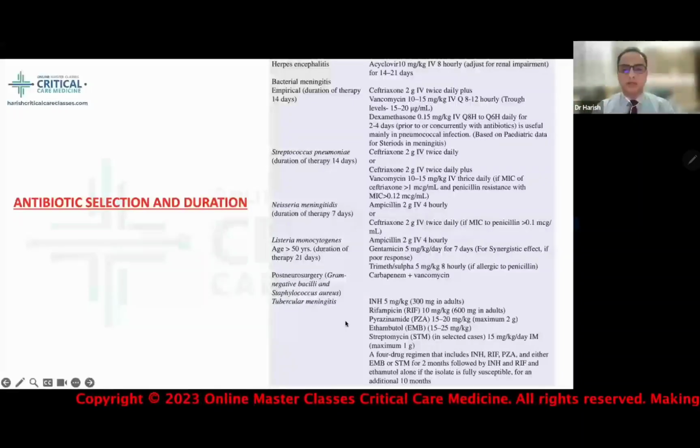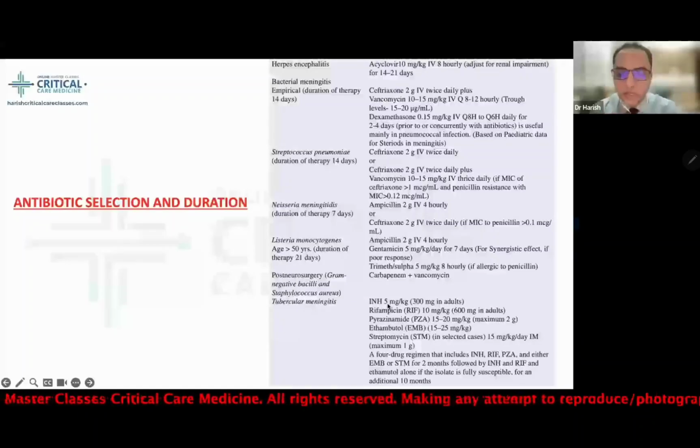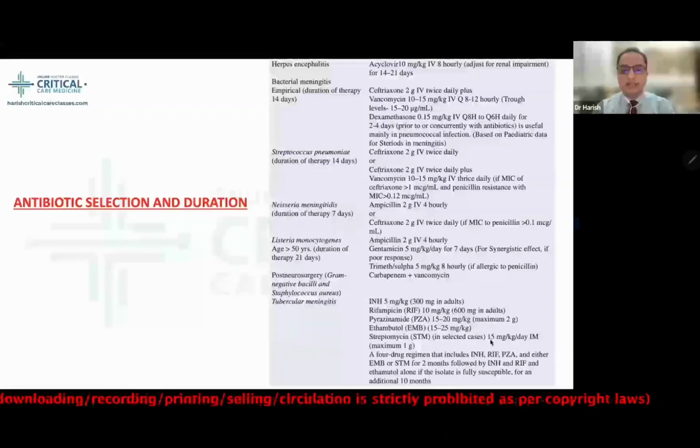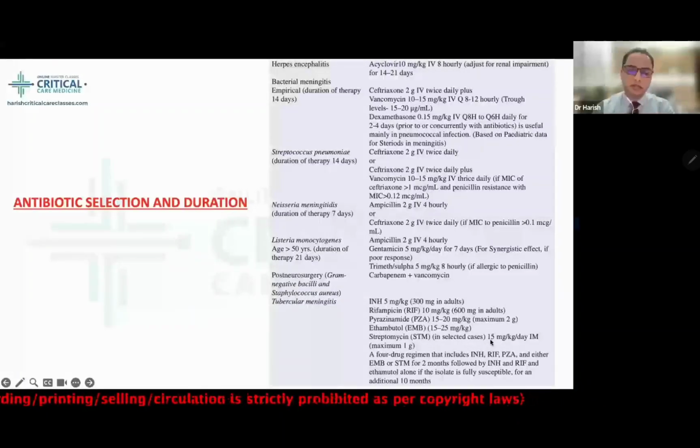Okay. So tubercular meningitis: INH 300 milligram in adult, that is 5 milligram per kg; rifampicin 10 milligram per kg, that is 600 milligram in adult; pyrazinamide 15 to 20 milligram per kg, maximum of 2 gram; ethambutol 15 to 25 milligram per kg; streptomycin in selected cases 15 milligram per kg per day intramuscular, maximum of 1 gram.